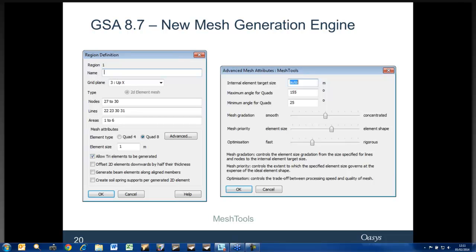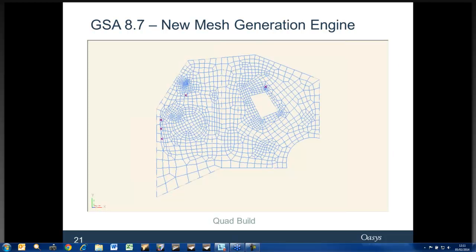If the resulting element is outside the limits defined by those max and min angles, then tri elements are introduced to improve the condition of the mesh. So here's a mesh generated using quad build, and I can tell you that there were, well, just under 1,500 elements in that mesh, and the highlighted elements, the selected elements, those 5, are poorly conditioned. They would result in a warning or a severe warning in the analysis.